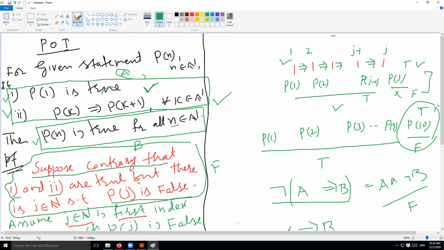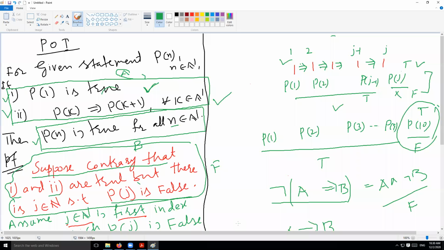And your task is not really to worry about the proof of the principle of induction. The key thing that you have to learn is how to apply the principle of induction on different things. Okay? If there is any question, ask, otherwise we move ahead.